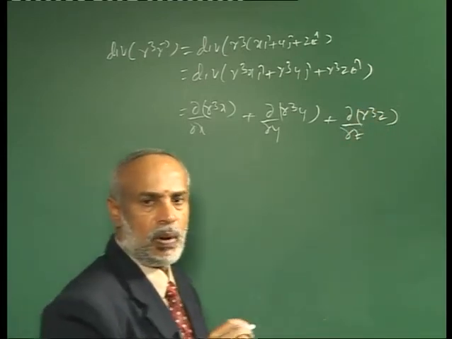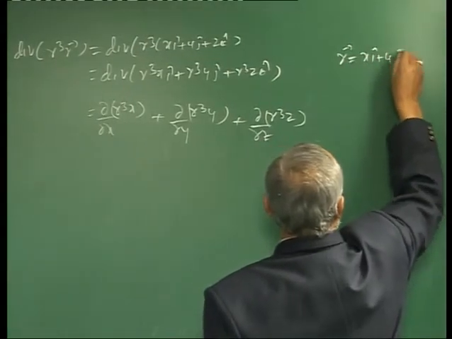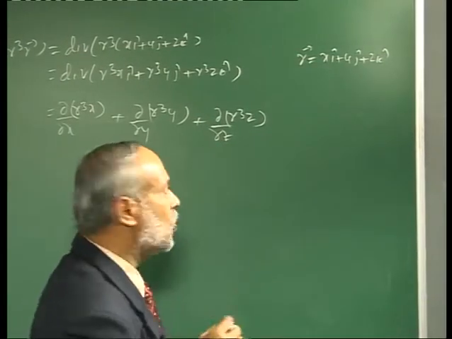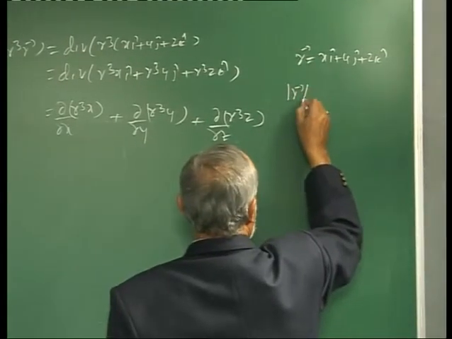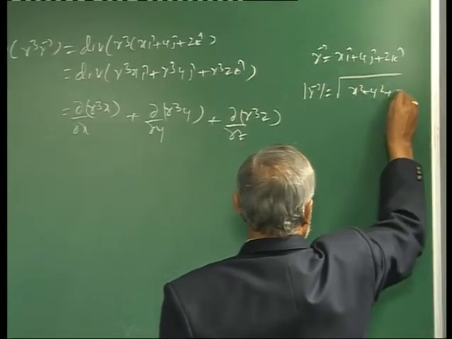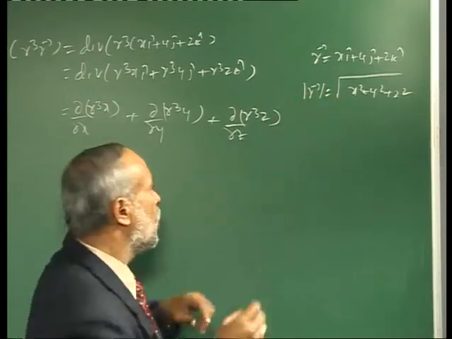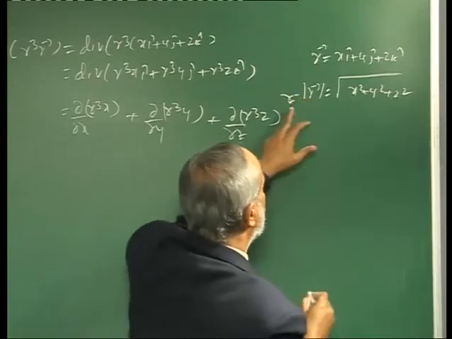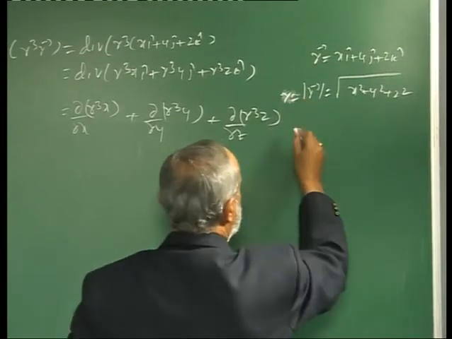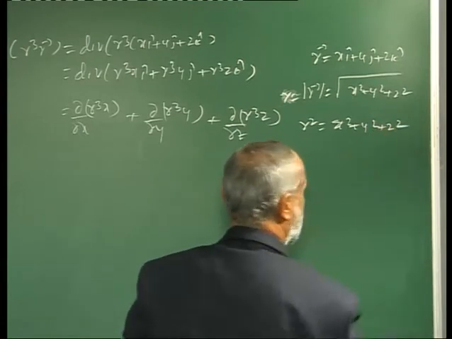What is given in the problem? R vector is equal to xi vector plus yj vector plus zk vector. Then modulus of r vector is equal to r. You can apply the modulus of r vector. Modulus of r vector, this equation becomes square root of x square plus y square plus z square. Then the given problem, modulus of r vector is equal to r, you can substitute here. Then r is equal to modulus of r vector, then squaring on both sides, r squared is equal to x squared plus y squared plus z squared.